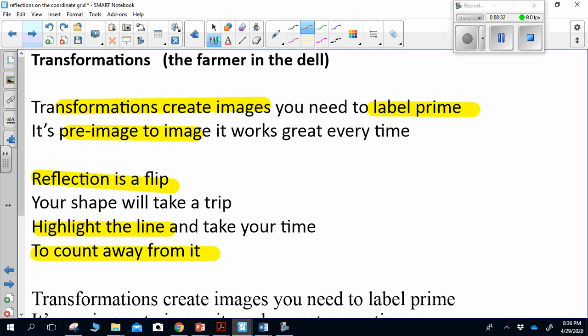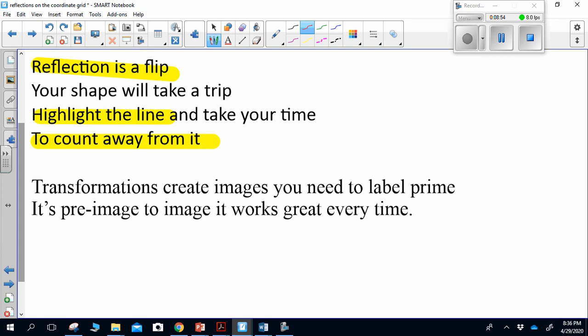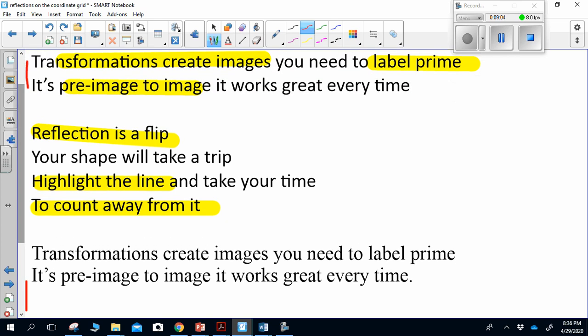All right, so there's a song. It goes like this. Transformations create images. You need to label prime. It's pre-image to image. It works great every time. Reflection is a flip. Your shape will take a trip. Highlight the line and take your time to count away from it.